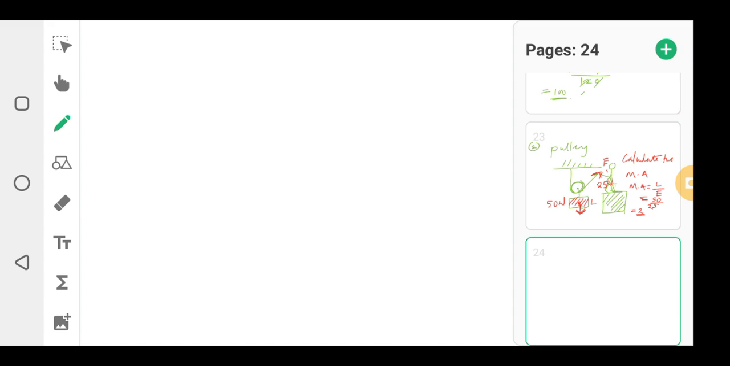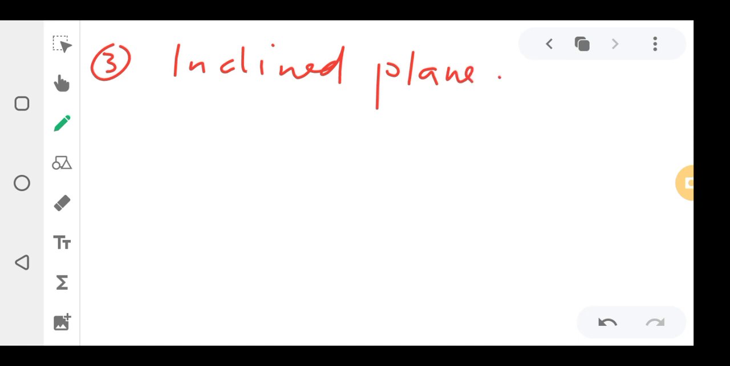Then the last example will be under inclined planes. The last example is under inclined plane. What about inclined plane, guys? Let's use inclined plane.